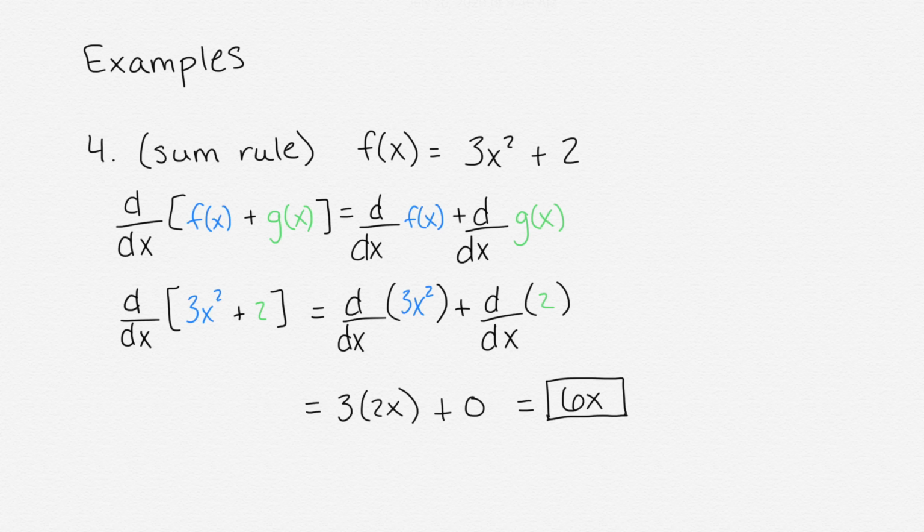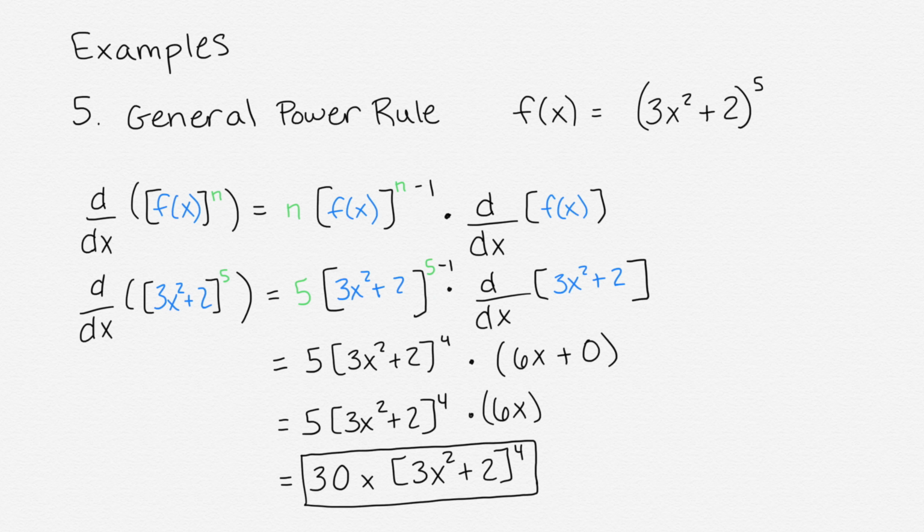Here's an example of the sum rule. Just like we've done before, we write out the rule, match the pieces of the rule to the function we have, and then follow the instructions of the rule to get to the derivative. Here we can see that we have two separate pieces added together. So we just take the derivative of each piece separately and then add the derivatives back together at the end and simplify.